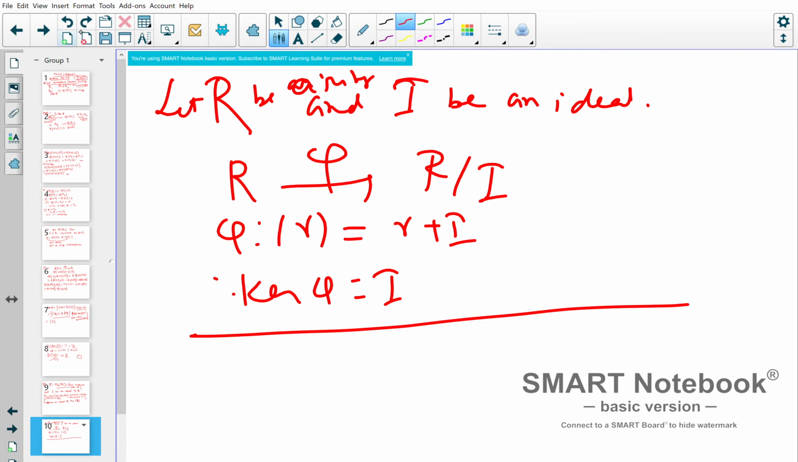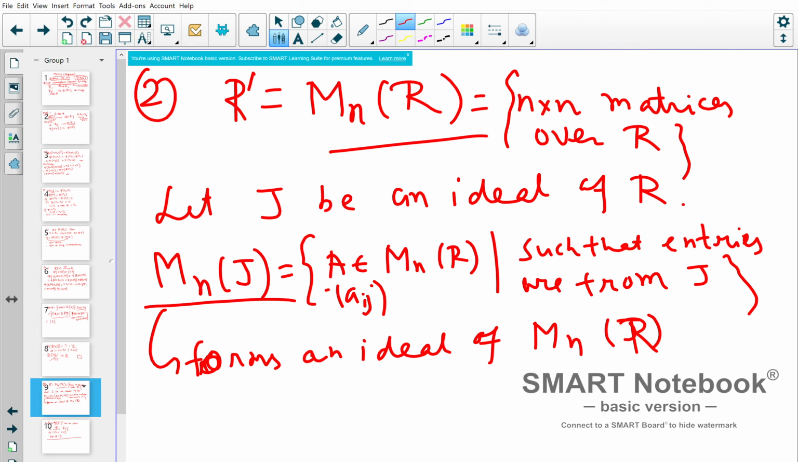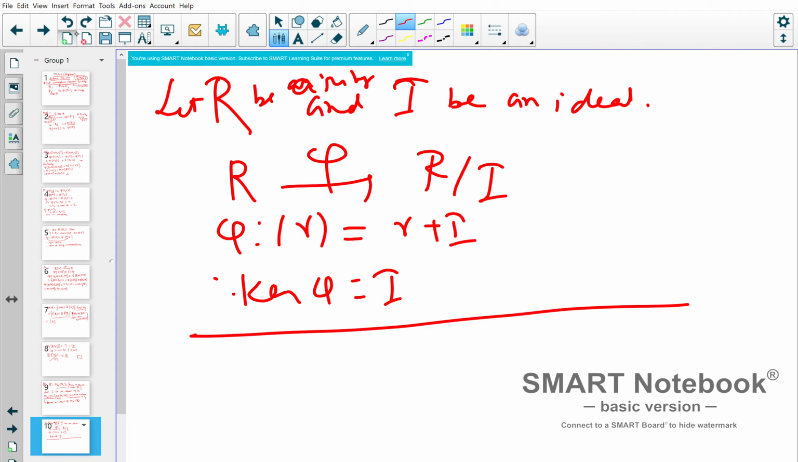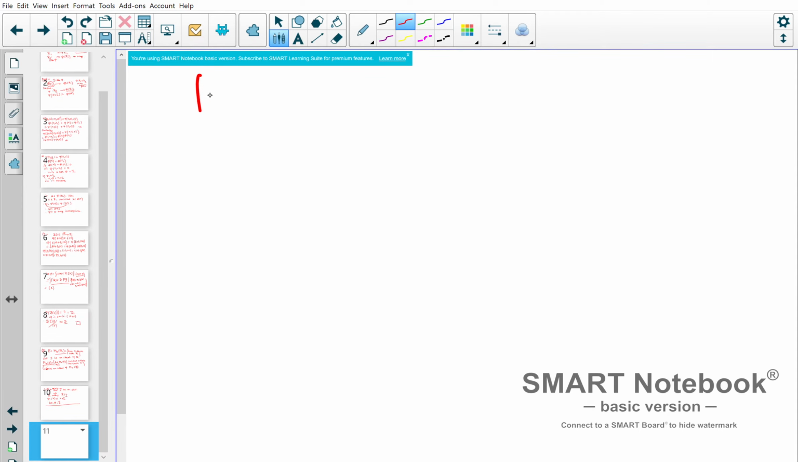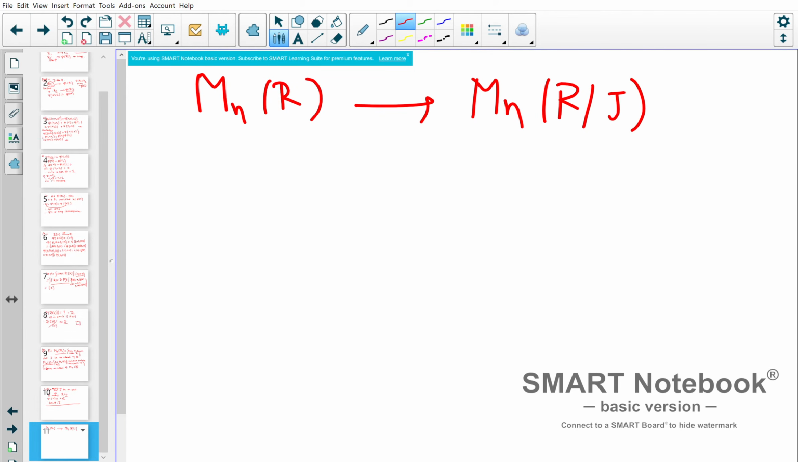Now the question is, whatever example I gave you here, one nice ideal, can you find a ring homomorphism of two rings such that this is sitting as the kernel? And this is simple. You can also check it. Now I am writing this map from M_n(R) to M_n(R) mod J. Okay.